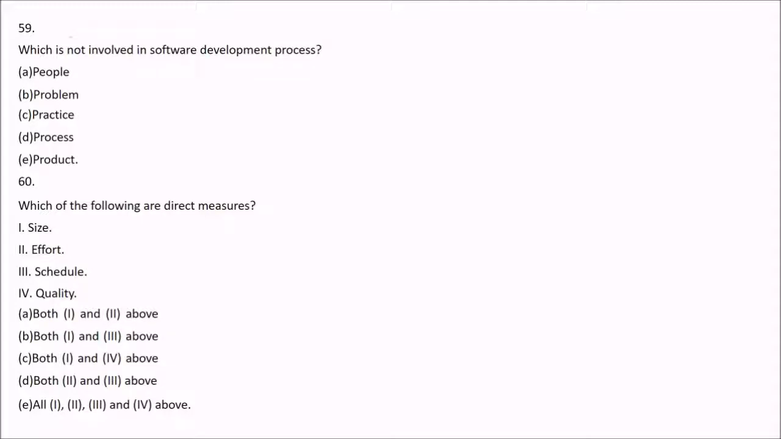Now we have 59. Which is not involved in software development process? Which are not involved? People are involved. Problem is involved. Practice, we'll see. Process is involved, product is involved. So our answer would be practice. Practice is not involved in the software development process.